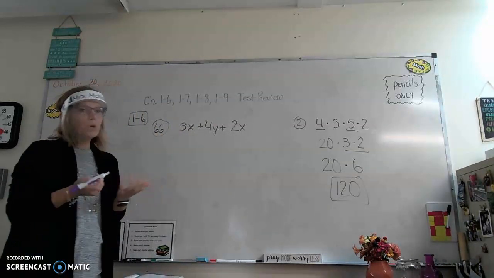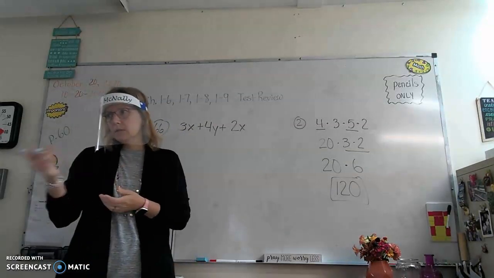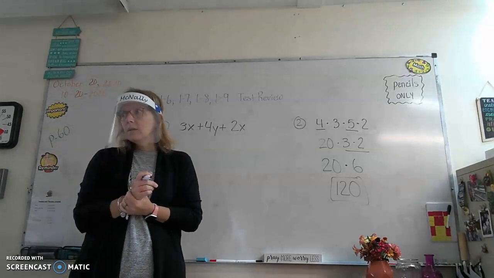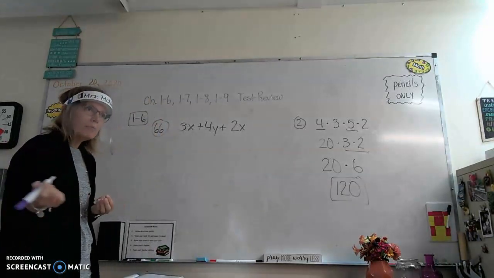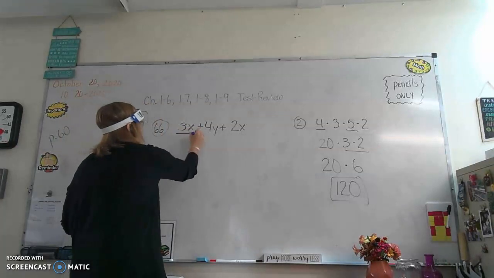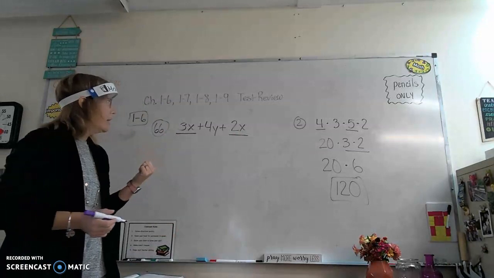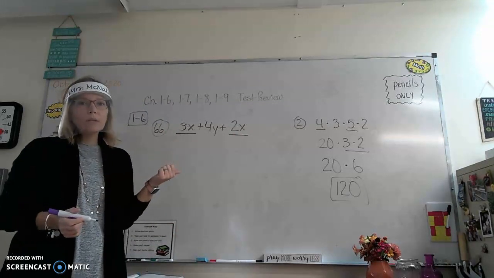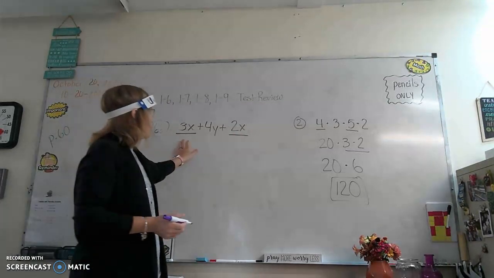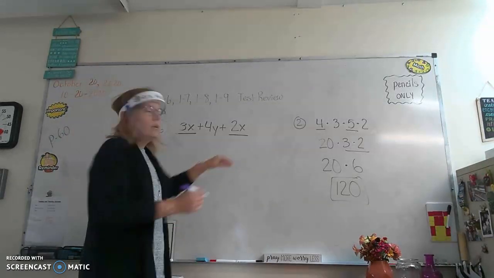How do I know if a term is like another term? Yes. We always look at the variable. If the variable is the same, then they are like terms. So in this problem, I have 3x and 2x, which are like terms. So what is 3x plus 2x? 5x.